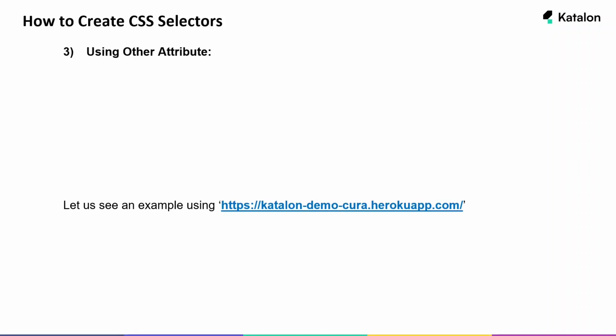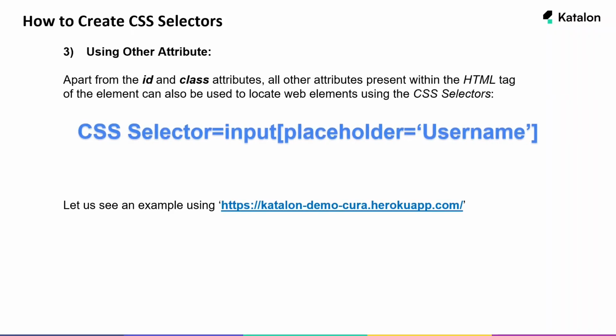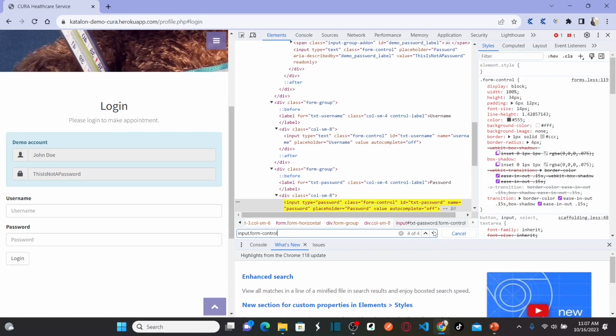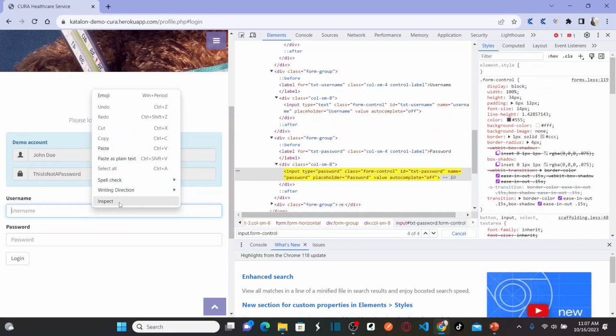Other than class and ID attributes, we can use any other attributes. Apart from ID and class, all other attributes present within the HTML tag of the element can also be used to locate web elements using CSS selectors. Let's go back here. Now I want to use another attribute called placeholder. I want to use the placeholder attribute for this username.